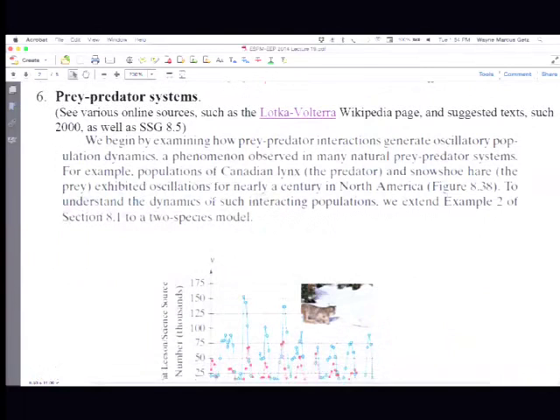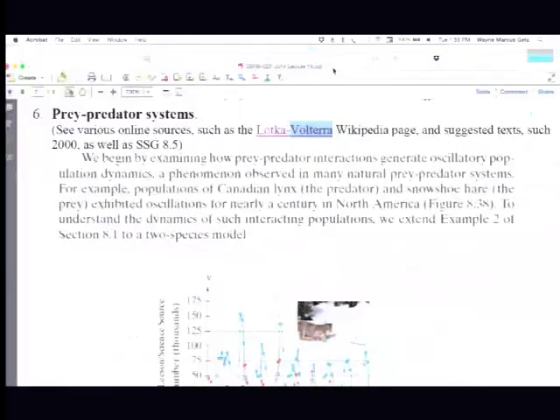So prey-predator systems, you can go to Wikipedia, and for the initial study of prey-predator systems, two mathematicians independently looked at these systems, and they saw that they had such similar work that, let's see if we can open this, it's not opening, that Lotka and Volterra, that their approach became a classic.